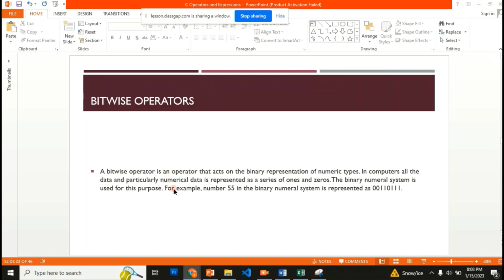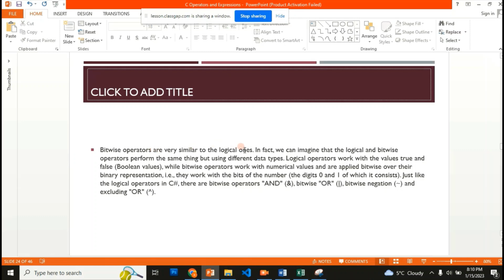So the whole computer system is actually working in two numbers, 0 and 1. And bitwise operator is actually the one which is aiding us in that binary representation of any of the numeric data. Bitwise operators are very similar to the logical ones. In fact, we can imagine that the logical and bitwise operators perform the same thing but using different data types.